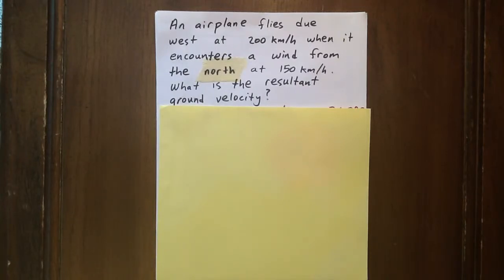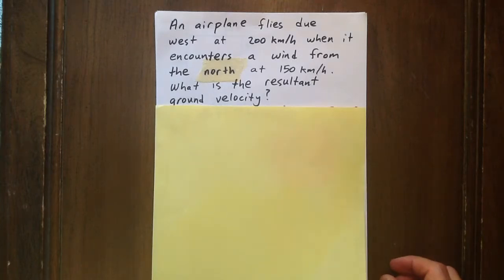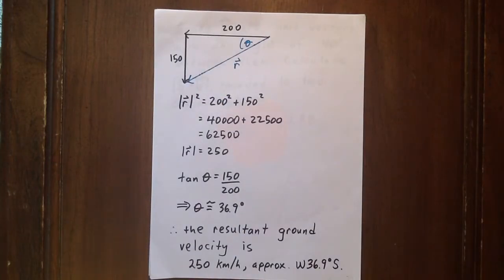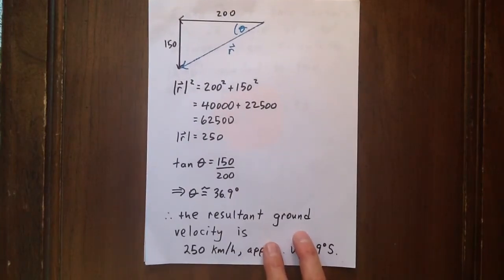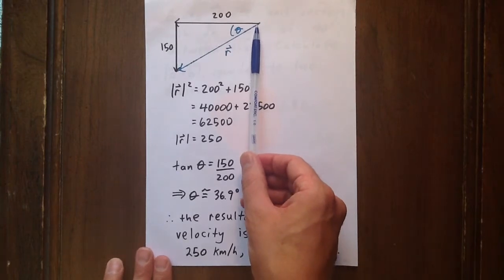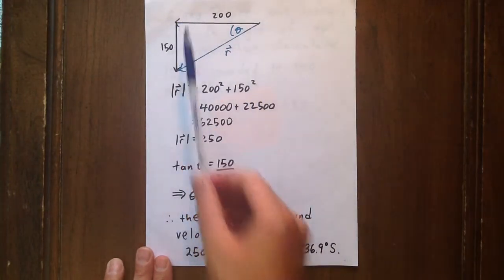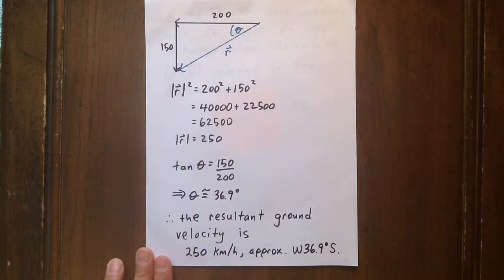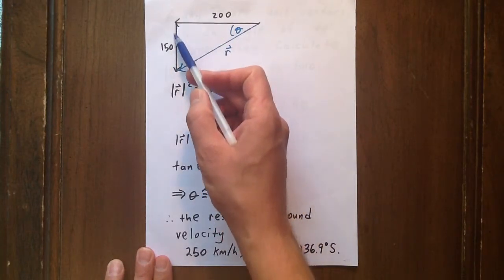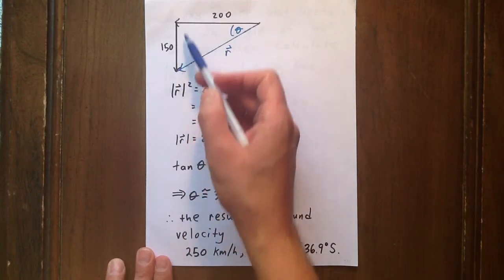We have an opportunity to use vectors to help us with velocity. An airplane flies due west at 200 kilometers an hour, encountering a wind from the north, and we want to know the resultant ground velocity. Well, the way that we can approach this is to represent 200 kilometers an hour due west by a vector. And when a plane encounters a wind, that wind becomes a component in the addition.